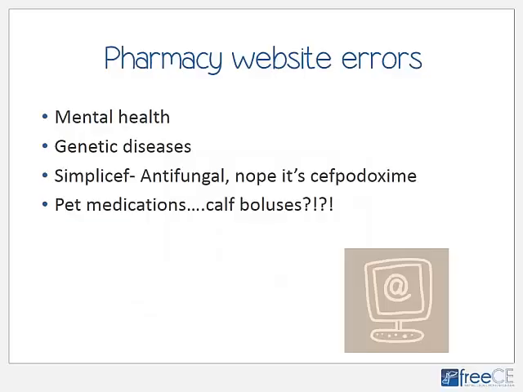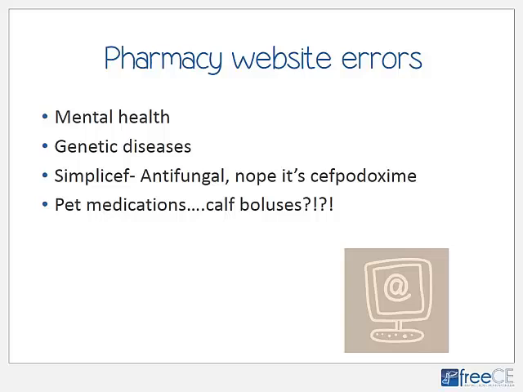There is a lot of misinformation on the internet, some of it on pharmacy websites that are unfamiliar with veterinary medicine. I found a few examples. One website lists medications for mental health in pets as well as genetic diseases. Pets have behavioral problems. I have never seen mental health anywhere in veterinary literature, and to my knowledge, there are no specific drugs to treat genetic diseases.